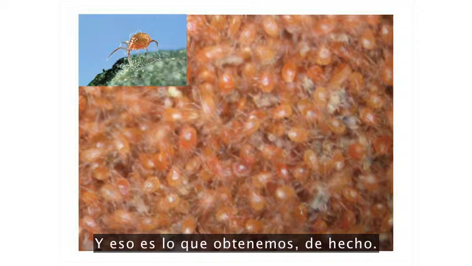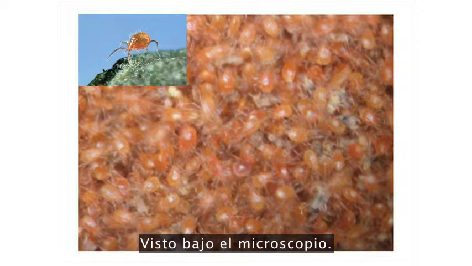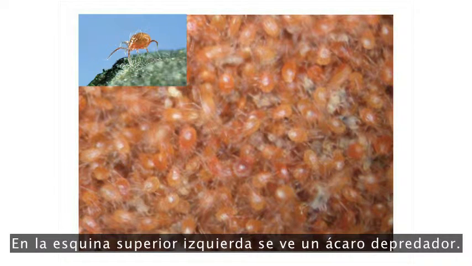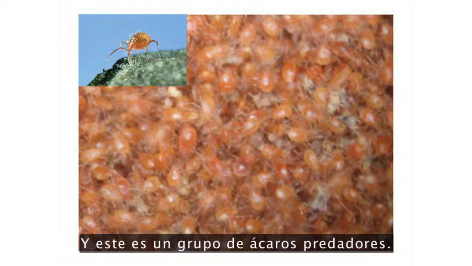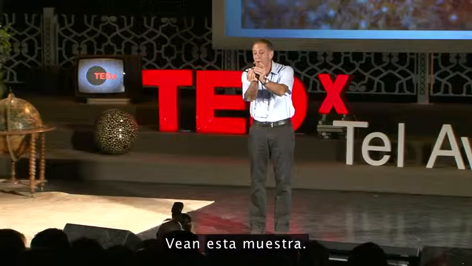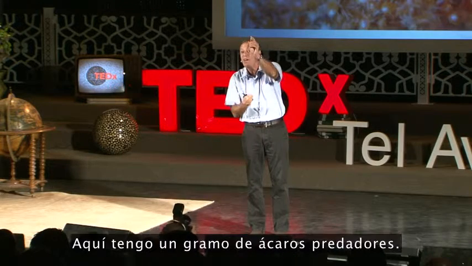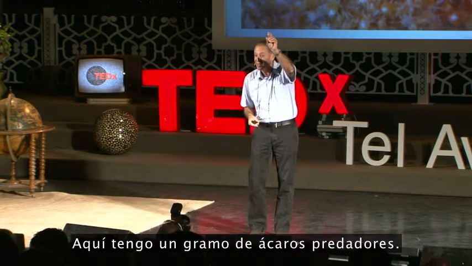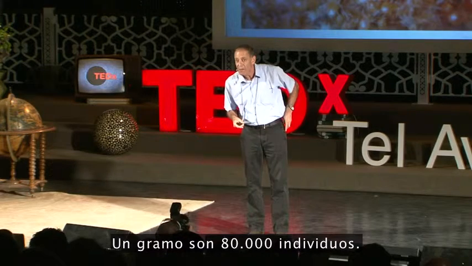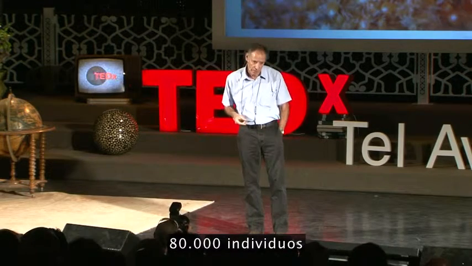And that's what we get, in fact. You see under a microscope, on the upper left corner, a single predatory mite, and this is a whole bunch of predatory mites. You see in this apple, you see this one. I have 1 gram of those predatory mites. 1 gram, 80,000 individuals.